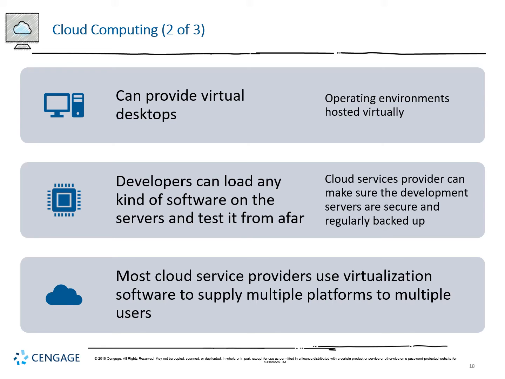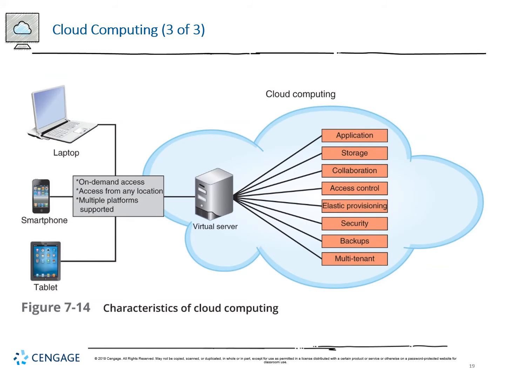Most cloud service providers use virtualization software to provide multiple platforms to multiple users. So if you want something to run Linux, something to run Mac, something to run Windows, something to run something like Peregrine or a smaller OS, that can be done in a virtual environment using all of the same hardware. So here we see cloud computing implemented. We've got some different devices, laptop, tablet, smartphone, could be anything. We have on-demand access from any location, and multiple platforms supported. Everything passes through the virtual server, which is just a request processing interface.